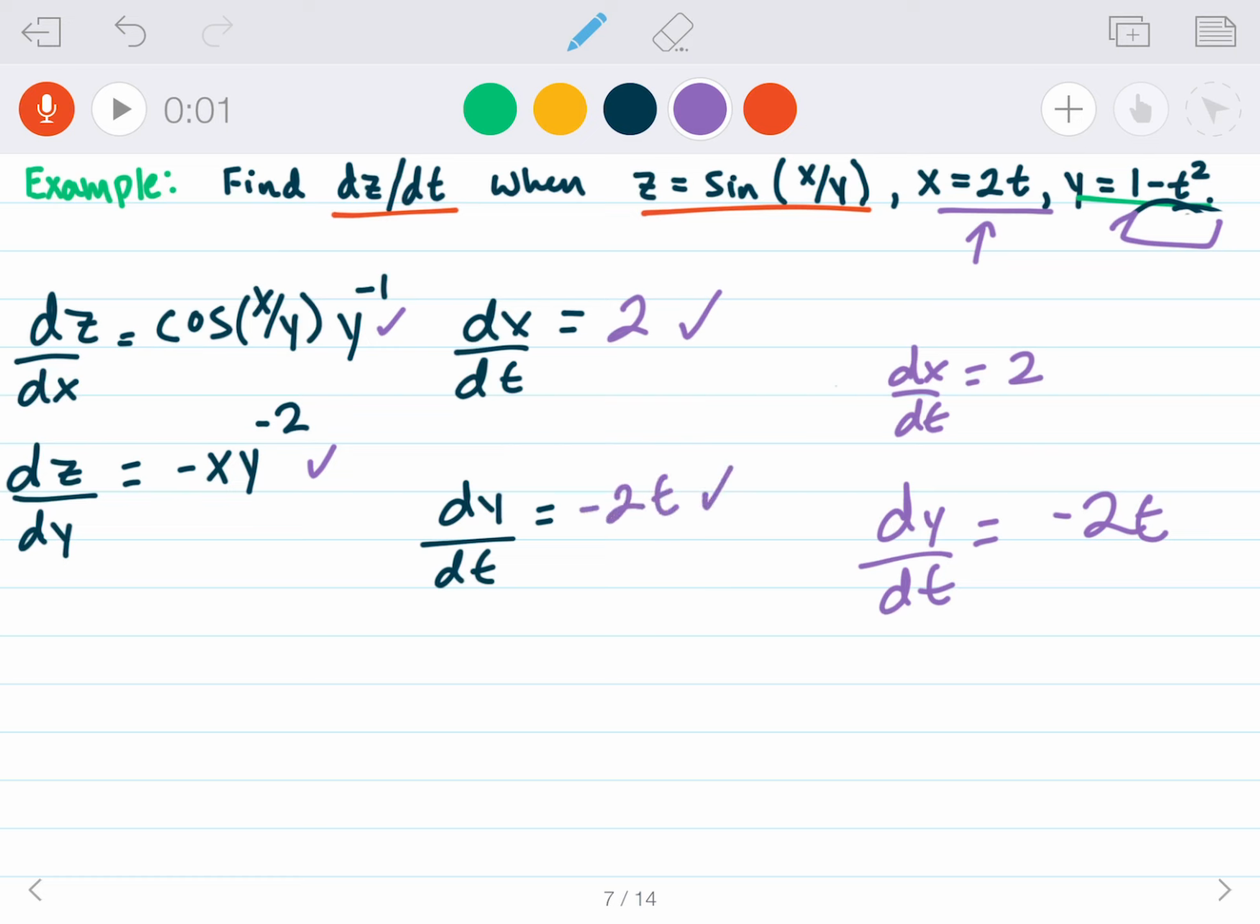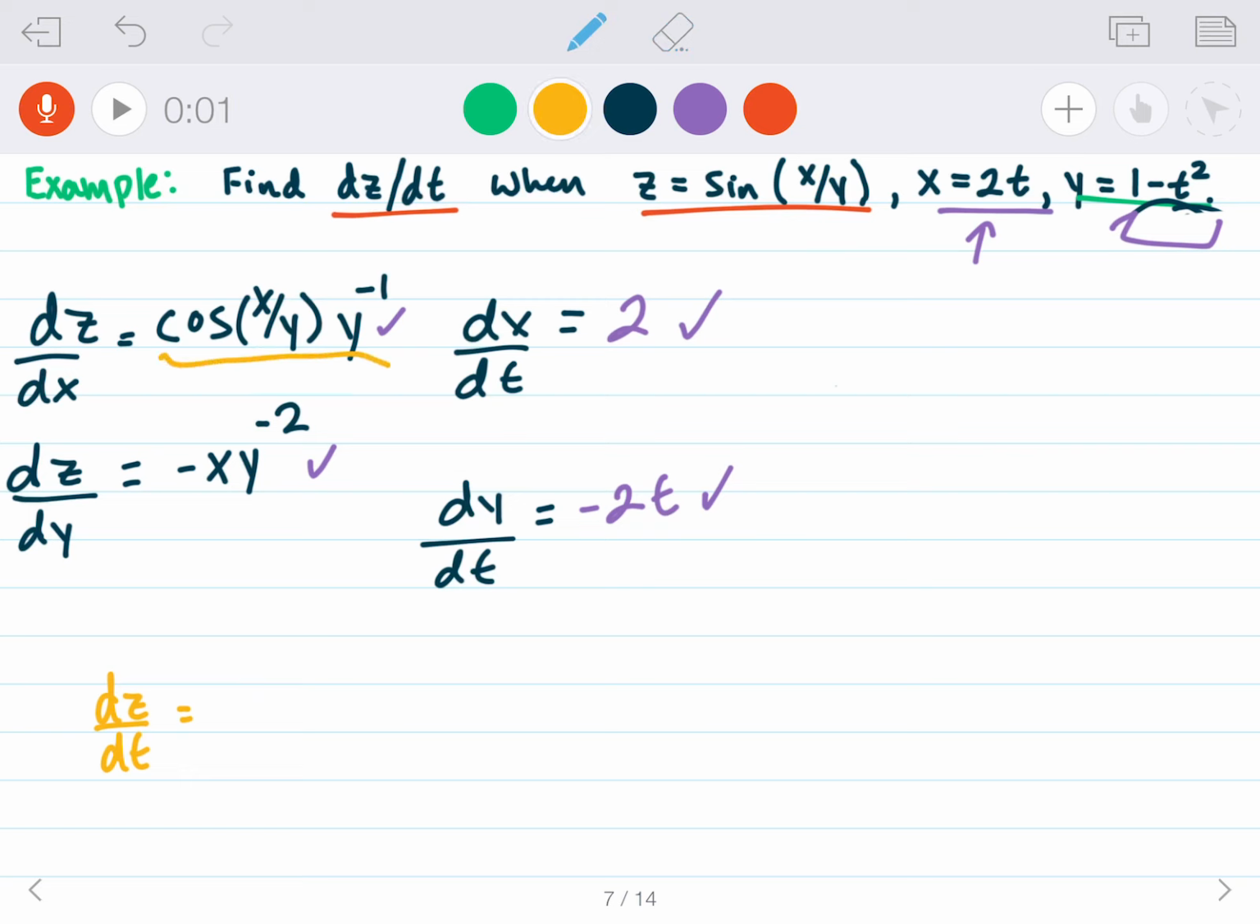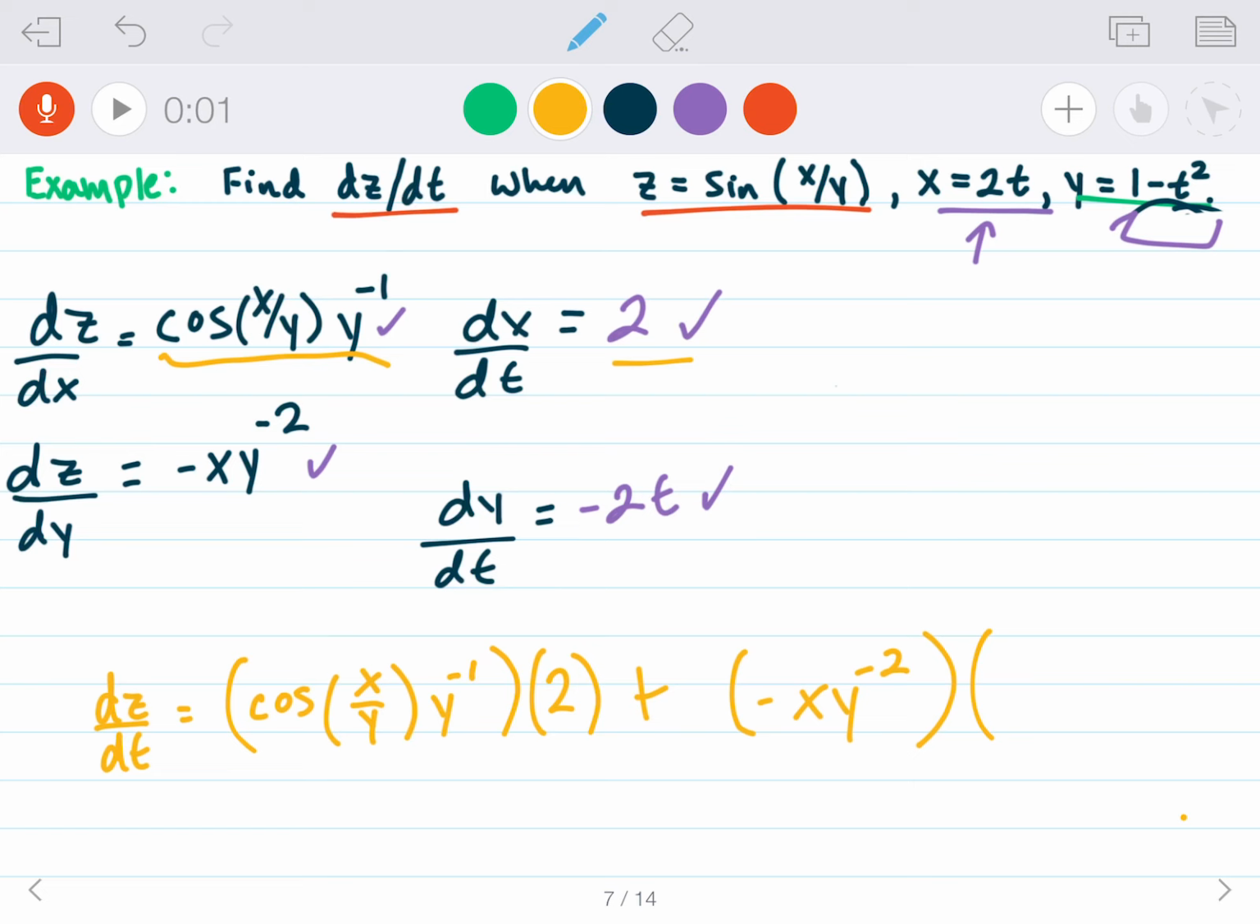So now that I have all of these things, I can go ahead and use my formula that says that the derivative of z with respect to t is equal to dz/dx, which is this, cosine of x over y, times y to the negative 1, times dx/dt, which is 2, plus dz/dy, negative x y to the negative 2, times negative 2t.